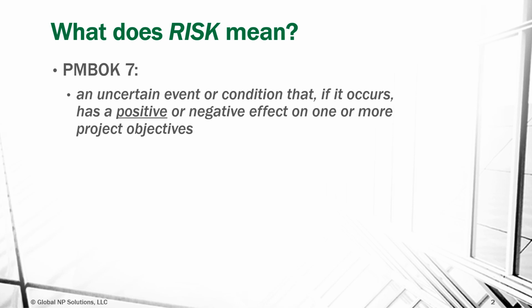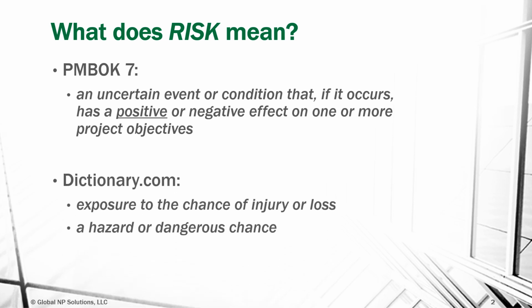So I looked up what risk means in dictionary.com, and that is an exposure to the chance of injury or loss, or a hazard or dangerous chance. This is simpler, but it feels to me like this is catastrophic or has only really major bad consequences. And as project managers and product managers, we often think about risk as sometimes major events and sometimes minor events. And even, again, back to the PMBOK, it might be a positive effect on the project, although I think we're generally trained to think about risk from a negative standpoint.